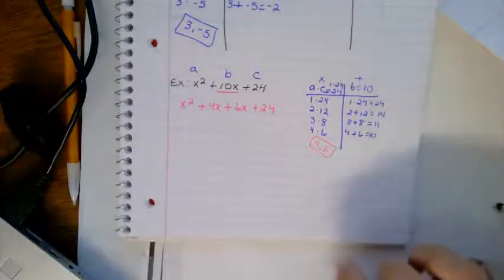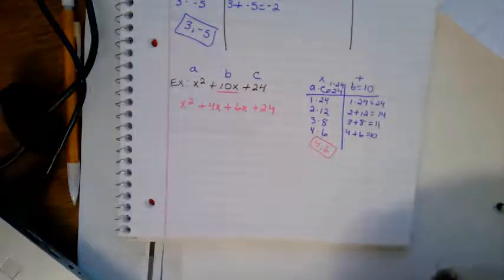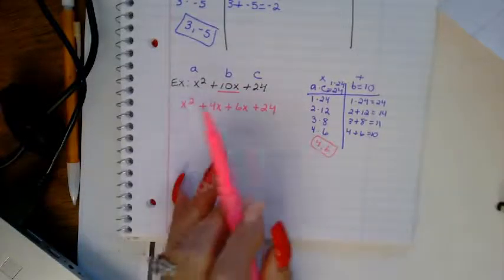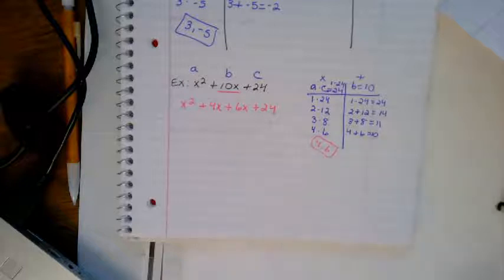Any questions there? I don't want to lose you after any steps here. Any questions on what I did there? So I used these numbers to split up that 10x. Make sense? Okay. Don't see any questions yet.